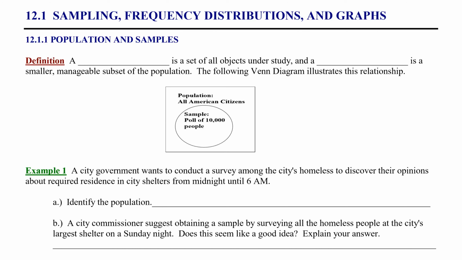Great news, contemporary math students! We have arrived at the last chapter that we'll study for this class. In Chapter 12, we will study statistics.